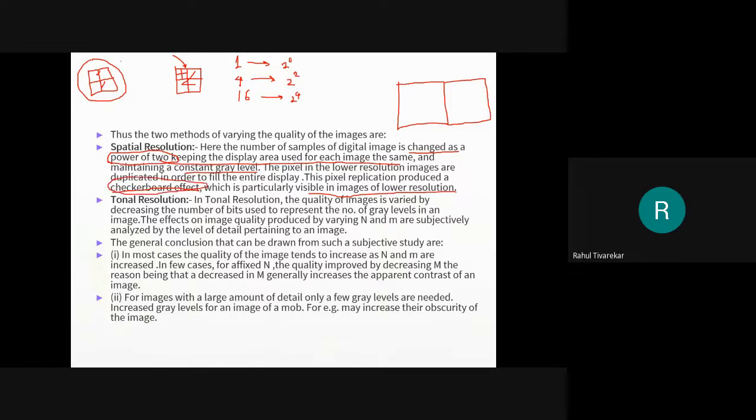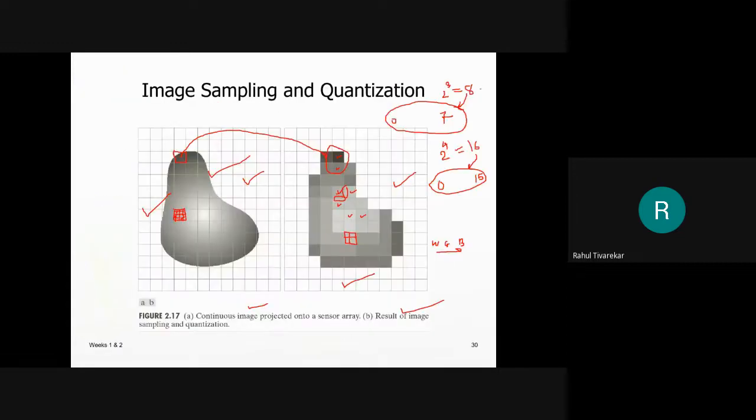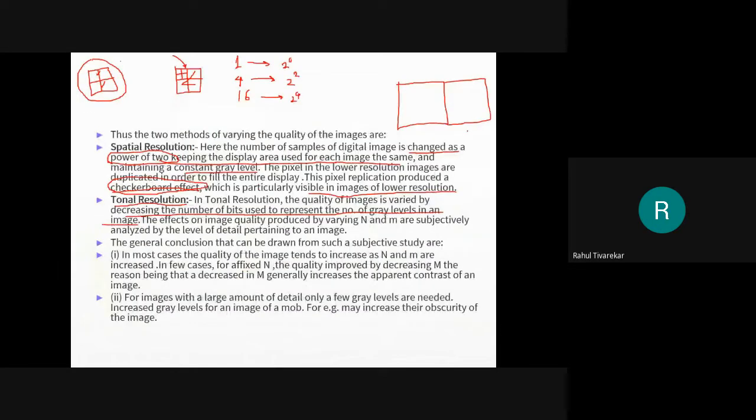It's like a chessboard pattern with some additional gray intensity levels. And the tonal resolution, as we said earlier, is where the number of pixels is kept the same, but intensity levels are increased. So the quality of the image is varied by decreasing or increasing the number of bits used to represent the number of gray levels in the image. As I said earlier, we can use 3 bits to represent 8 intensity levels, we can use 4 bits to represent 16 intensity levels, and so on.